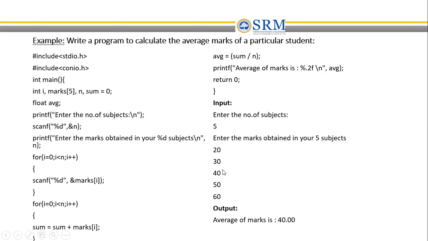Here the user will enter the value as 5. So 5 subjects' values will be entered one by one, and then they will be added. Then finally the result is an average mark of 40.